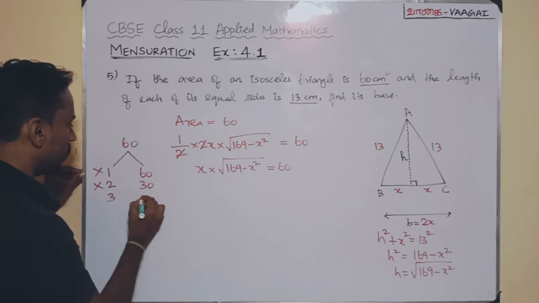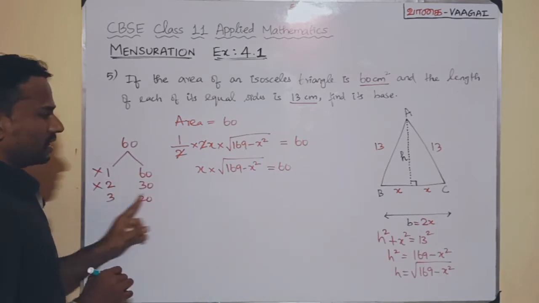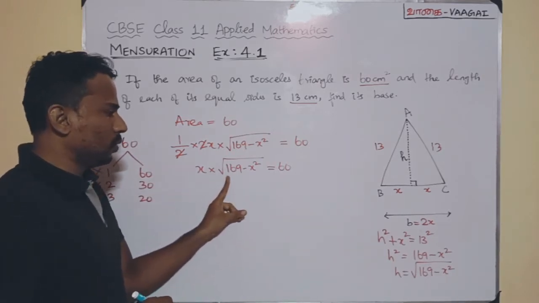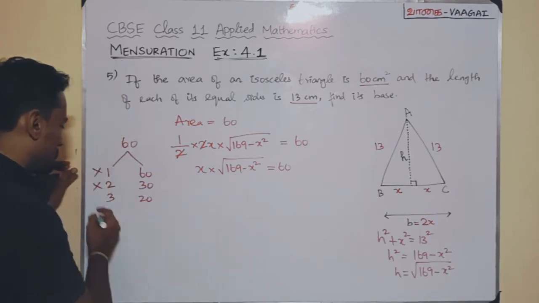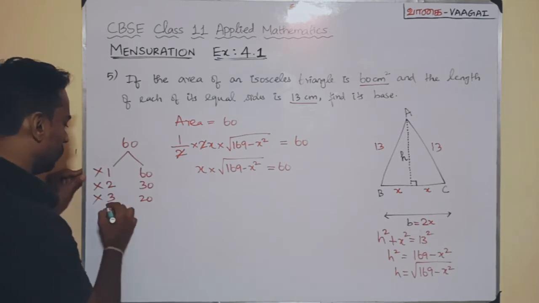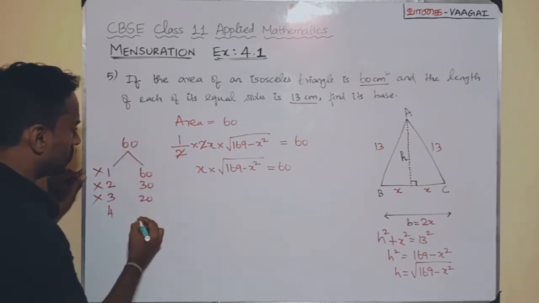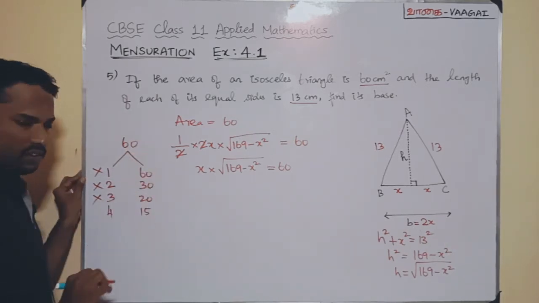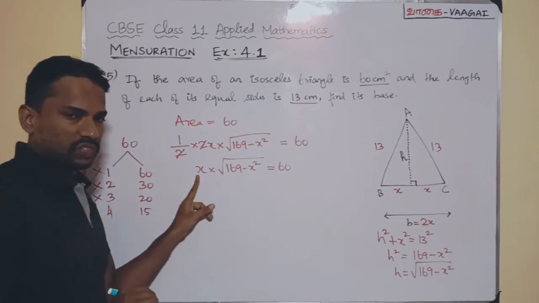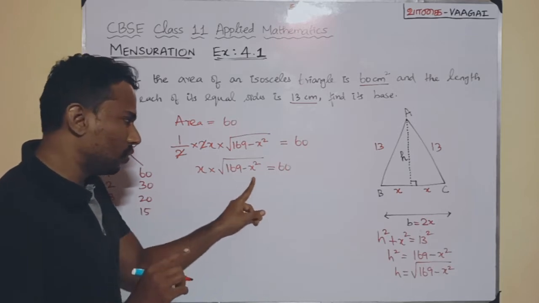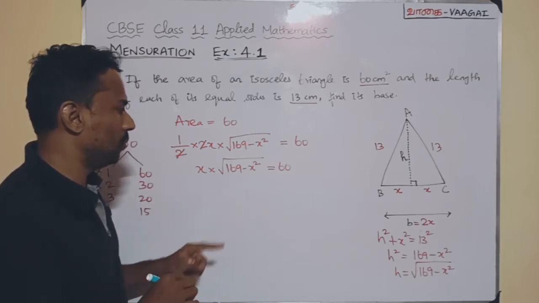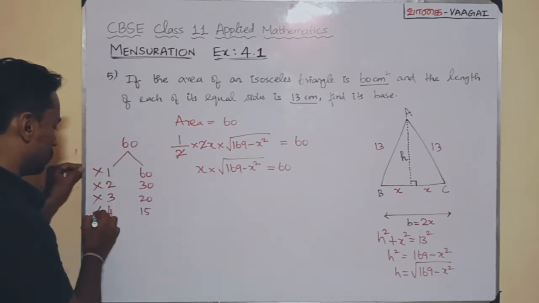So next is 3 into 20. Just check this pair. Take x as 3 here. Then this will give you root of 169 minus 3 square, which is 9, so root of 160. No, this again is not working. Next I will take 4. 4 into 15 will give you 60, right? So take x as 4 and check it. Here I will get root of 169 minus 4 square, which is 16. So 169 minus 16 will be 153. No use. So again rejected.